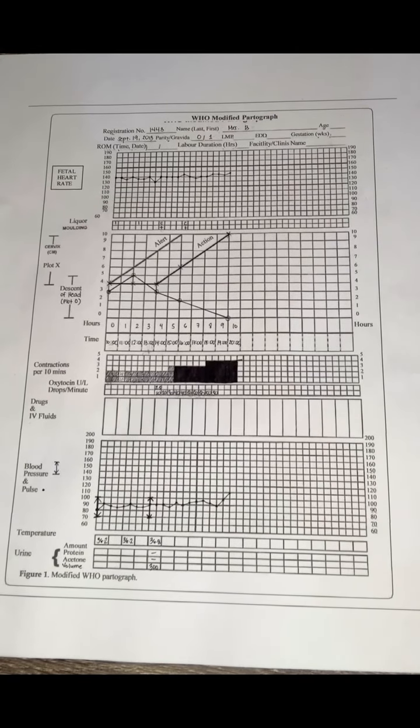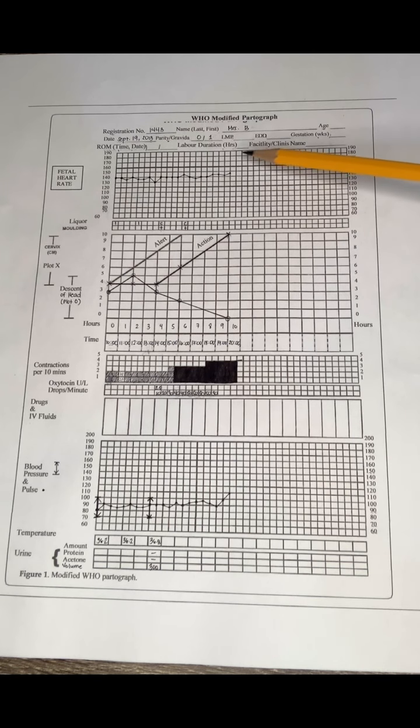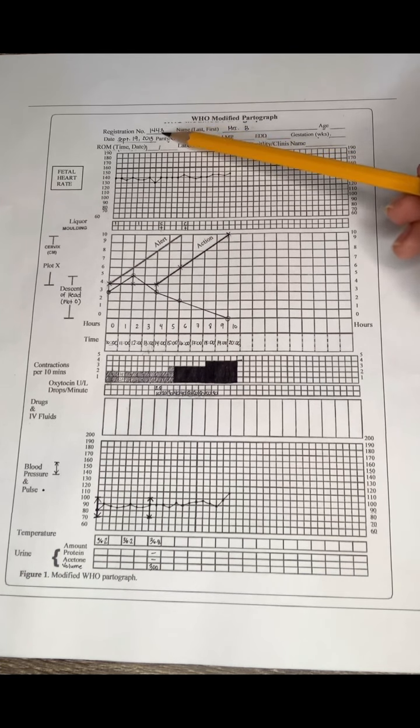So this is the partograph form based on the given case study by our clinical instructor. I will show you how to graph all of that information in the case study. So Mrs. B was admitted at 10 o'clock a.m. on September 19, 2013. She is gravida 1, para 0. The hospital number is 1443.